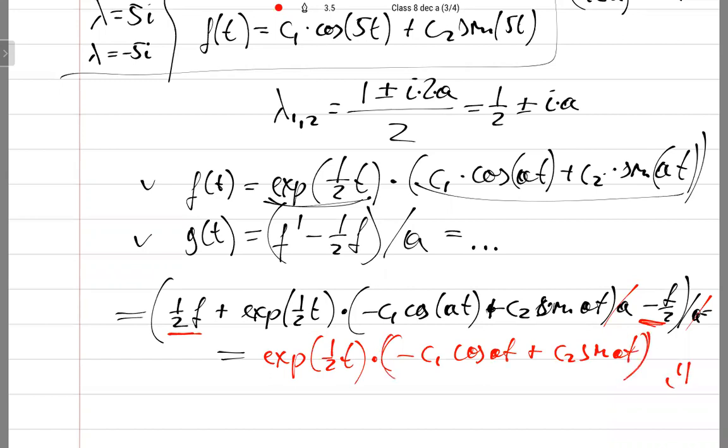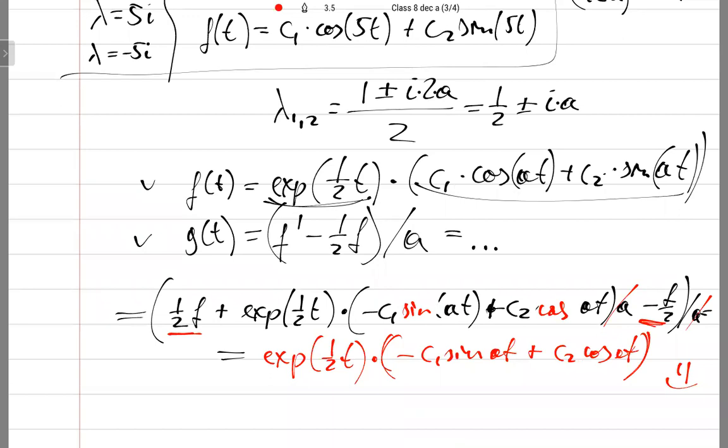So we basically need to switch the C1 and C2 parts, why? Because when we take the derivative of cosine, we get sine. Derivative of cosine is minus sine. And that is cosine. Yeah, you're right. Yeah, like that.